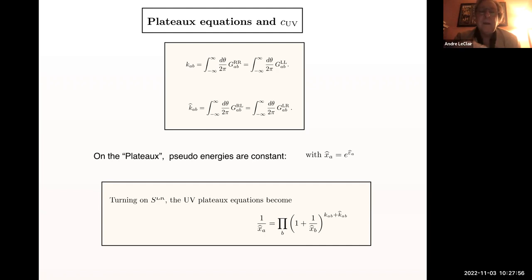Okay. Then when I turn on left-right scattering, that gives another set, which I'm going to call k-hats, which are integrals of the kernels for right-left scattering, all right? So in the conformal field theory, k-hat is zero.